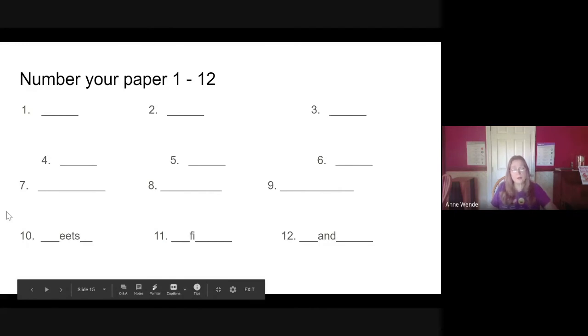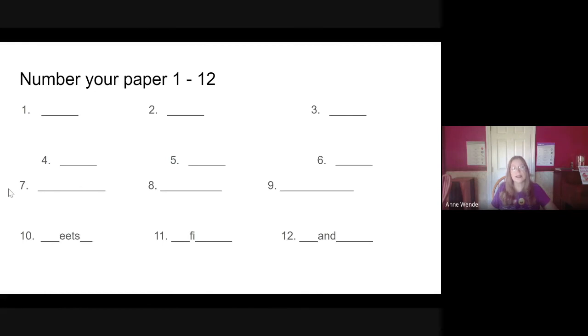Okay, for the next part, I'm going to say the word and you're going to write it. For number 7, write the word hit. Don't hit your sister. Hit. Number 8, write the word hid. I hid under the bed. Hid. Number 9, write the word sat. She sat in the chair. Sat.